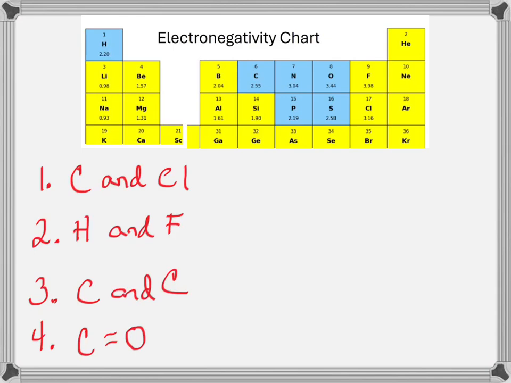Here are 4 sets of atoms, and I want you to determine whether they will create a nonpolar covalent bond, a polar covalent bond, or an ionic bond. When you're done, just restart the video. Go ahead and pause it, and when you restart the video, I'll walk through the answers.